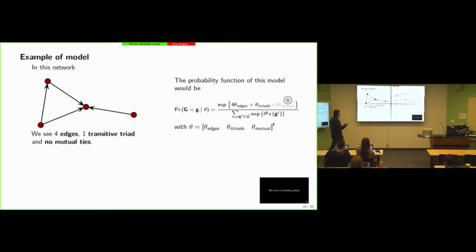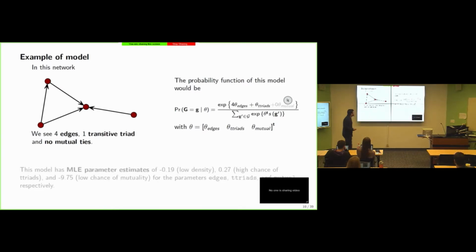Okay, so in this small network, using this statistic, the likelihood function will look something like this. We again have the exponential term here: the number of edges, one transitive triad, the balance tie, and no mutual ties, so it stays at 0. And here is the normalizing constant, with a set of parameters. This is the set of parameters that we would like to estimate.